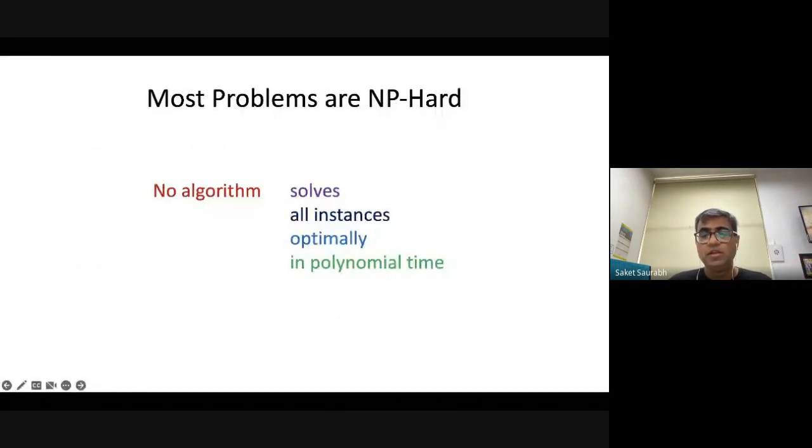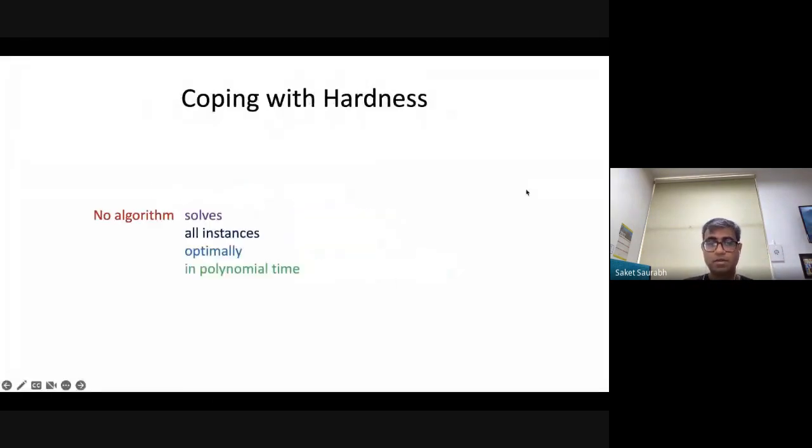Okay. So now that we have shown that some very beautiful problems are polynomial time solvable, and some beautiful problems are NP hard, then what to do? So basically what NP hardness means is that there is no algorithm that can solve all instances optimally in polynomial time. That's all that it means. Like in a practical aspect, when you say a problem is NP hard, all that means is that I cannot design a single algorithm that can solve all instances optimally in polynomial time. Okay. So coping with NP hardness.